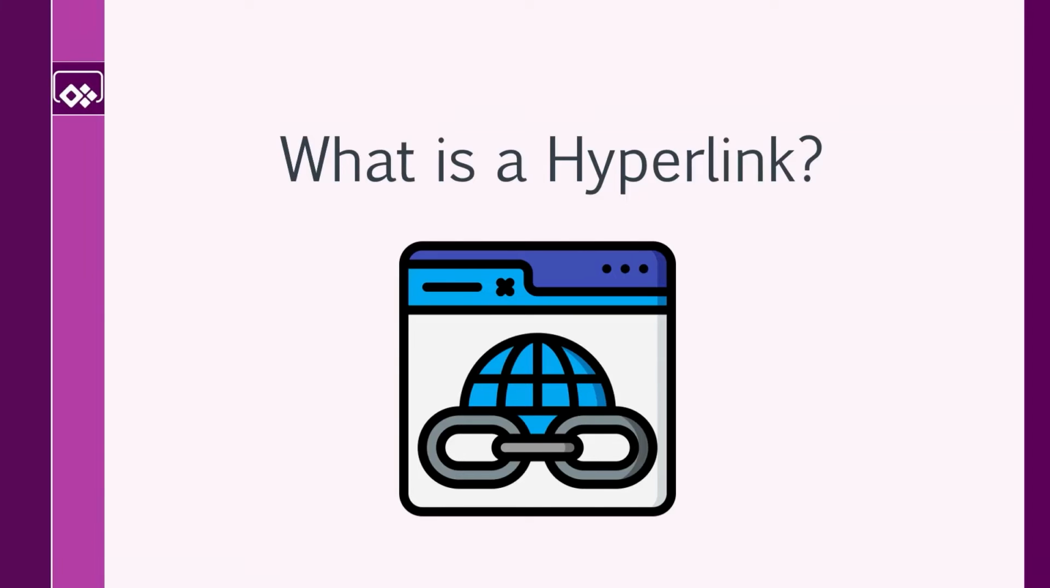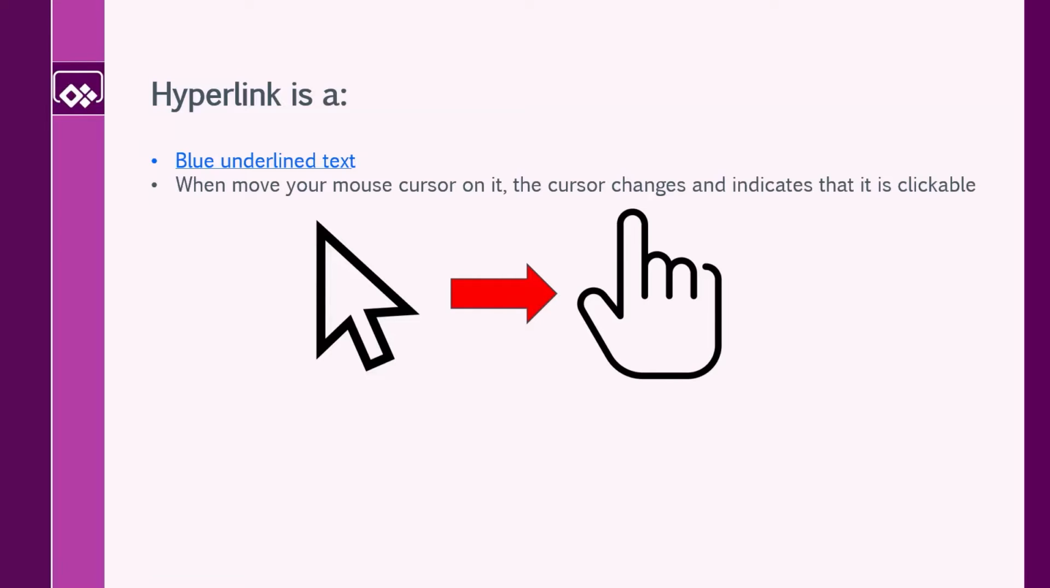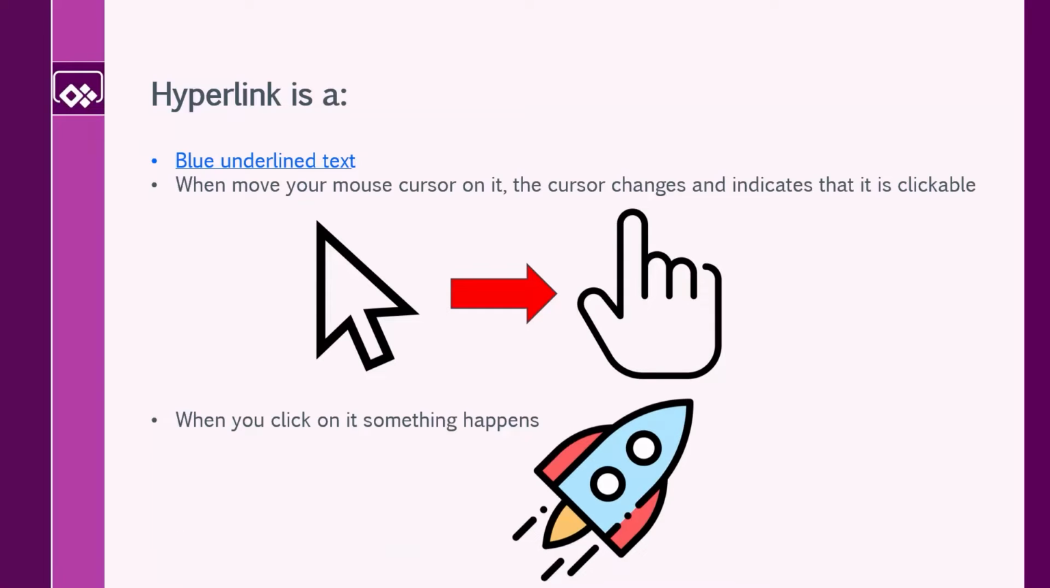Before we start adding a hyperlink to our Power Apps screen, let's understand what a hyperlink is. Hyperlink is a blue underlined text traditionally that when we move our mouse cursor on it, the cursor changes and indicates that it's clickable. So on hover, the mouse will change to something like this or anything else that shows that, okay, you can click here. And when someone clicks on it, something happens. So typically it launches a new web page or something like that.